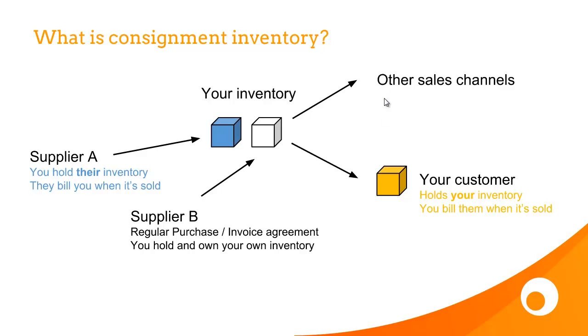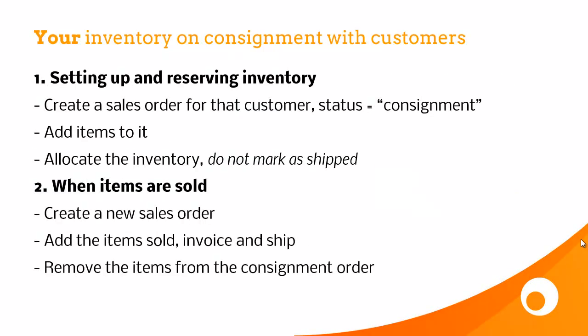If you're sending inventory on consignment to your customer, this is typically going to be things that you've either manufactured or you've bought from another supplier. In this video, we look at the yellow example, consignment inventory with your customers. Here's how it works. There are two different phases. First of all is setting up and reserving the inventory for a customer, and the second one is what to do when items are sold.